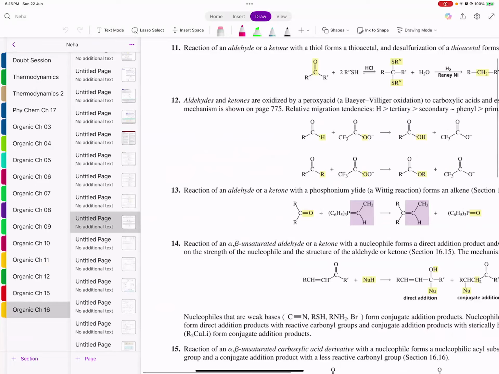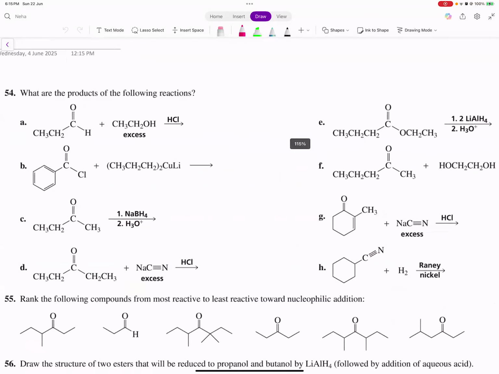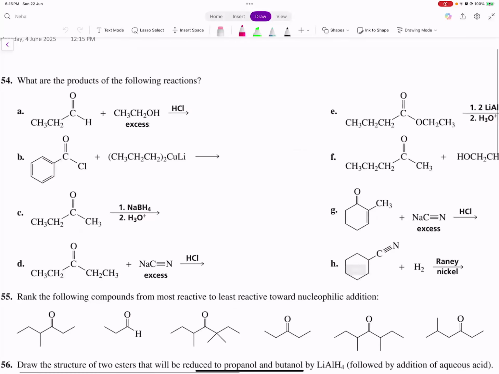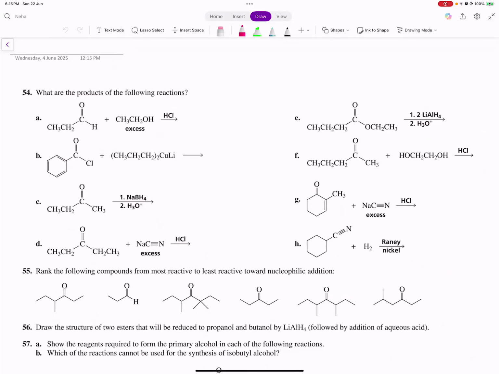I think here we have some problems with the structures, but do this and send me 54. 54, don't do G for the moment, for the time being. I'll just write second round, second go. Then we'll do it, because we have not done the theory for this alpha beta unsaturated.